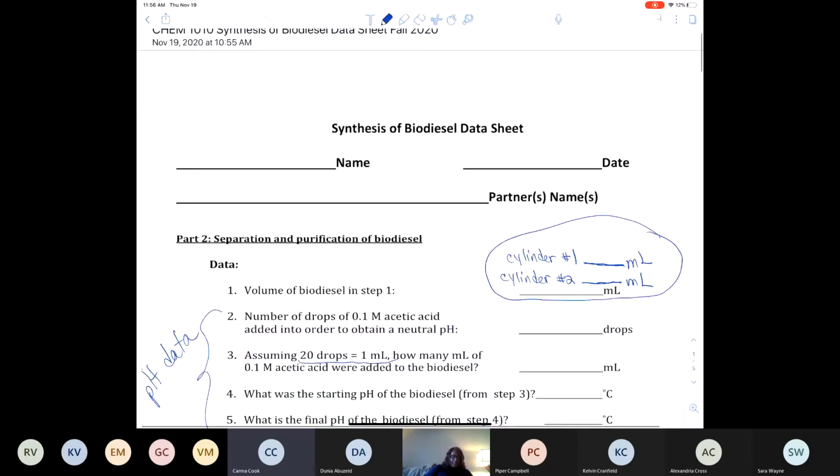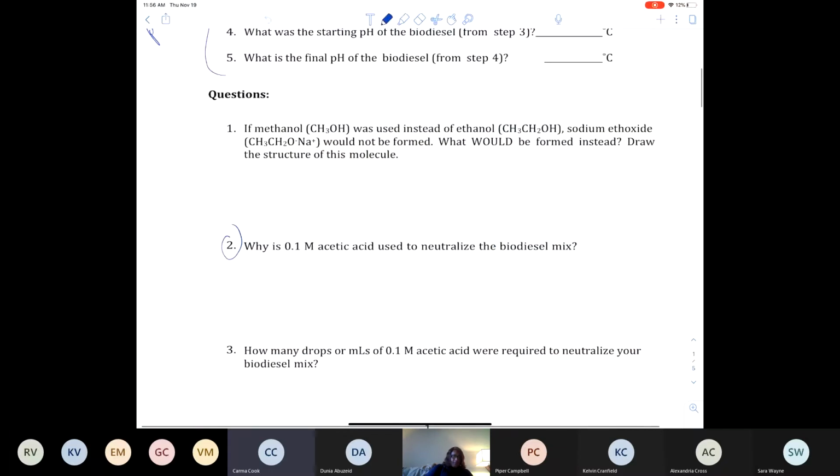Does that make sense for question 2? So why did we use it to neutralize? We needed to get rid of that sodium hydroxide. And so what the acetic acid did, it reacted with just the sodium hydroxide, and it converted it into a salt and water.